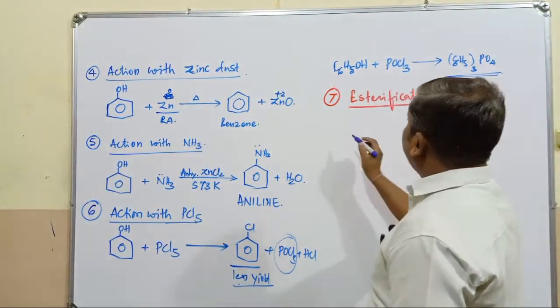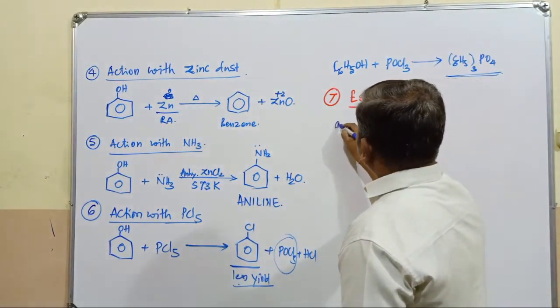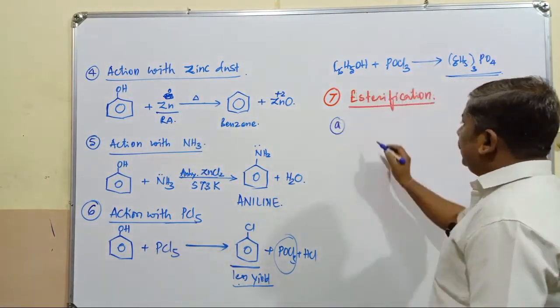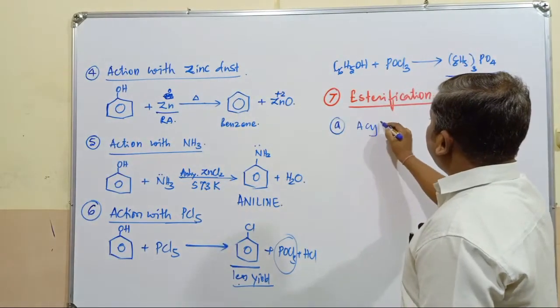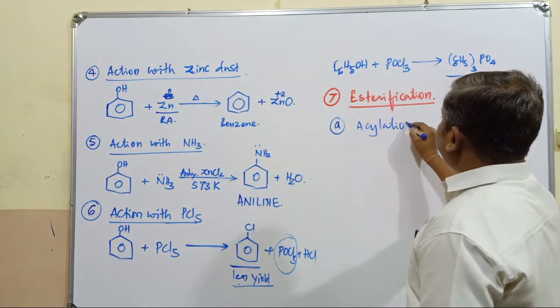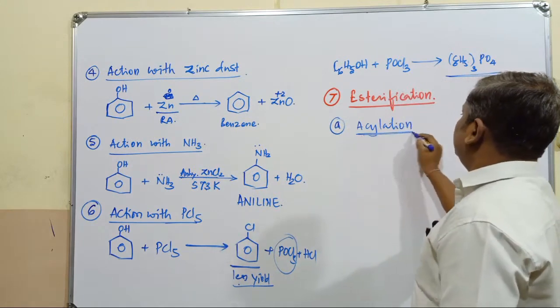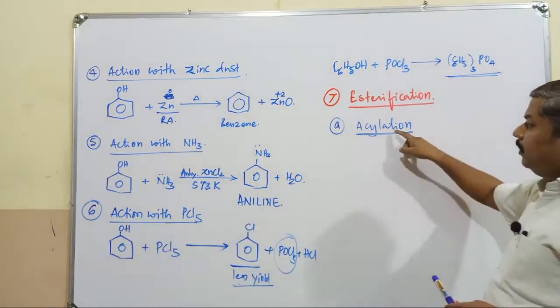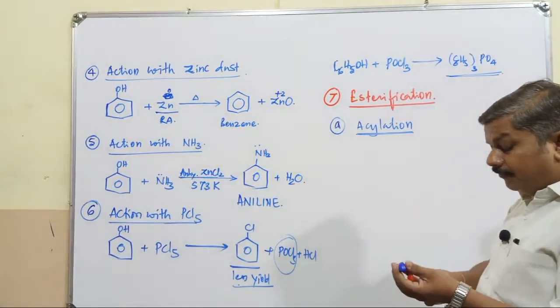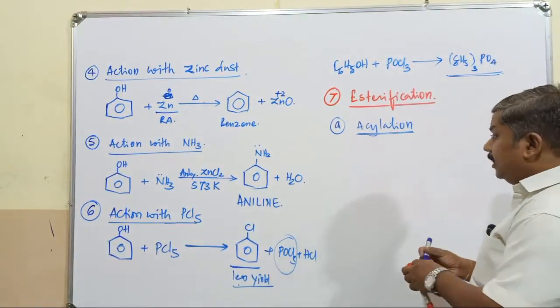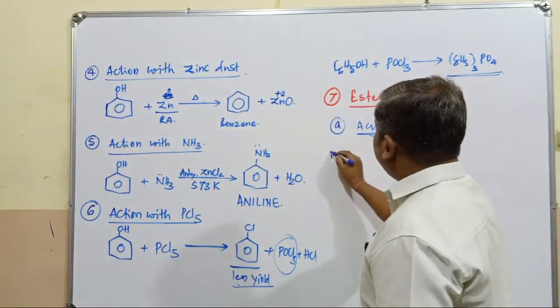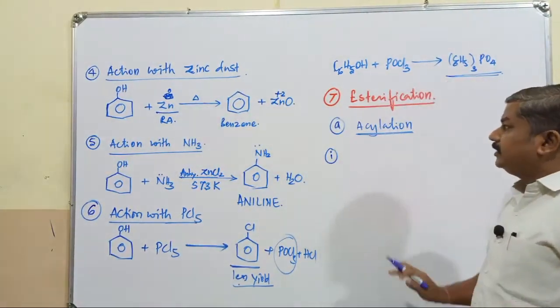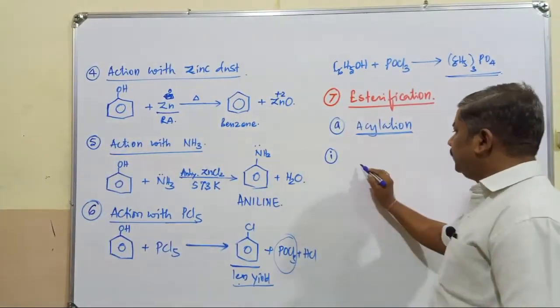In this esterification reaction, the first one I consider here is known as the acylation reaction. What is the meaning of acylation? Here phenol is treated with an acyl group. How is phenol treated with an acyl group here? In the presence of two reagents, these two reactions are the acylation reactions, and this is the first reaction.